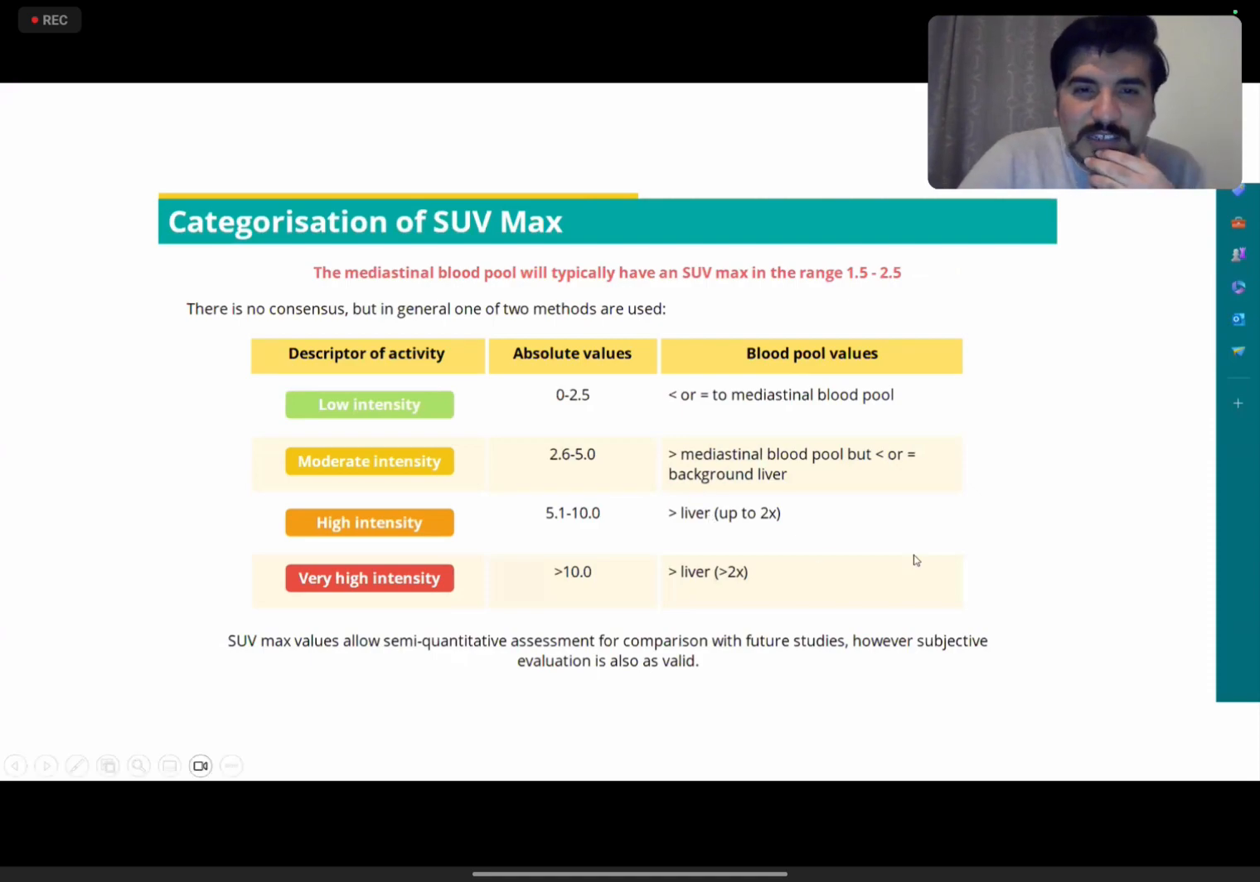Okay. So usually the mediastinal value is around 0 to 2.5, which we call equal to mediastinal blood pool, and it is low intensity. The moderate intensity will be 2.6 to 5, which is raised but moderately raised. If the SUV is more than 5, then we say it is high intensity, a highly avid mass lesion. Okay. So usually a highly avid mass lesion can be a malignancy, or it can be an infection as well. Usually for a highly avid lesion, we go up and do further investigation. And they can be very high intensity, like more than 10 as well.